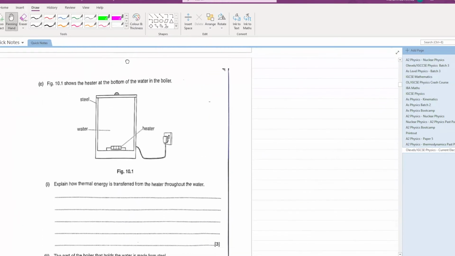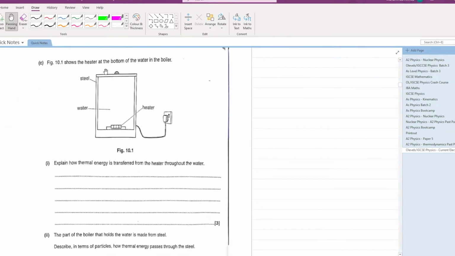Let's see the next part of this question. Figure 10.1 shows the heater at the bottom of the water in the boiler. So this is your heater. Explain how thermal energy from the heater transfers throughout the water. The water surrounding the heater becomes hot and its volume increases. Hence, it rises to the top.